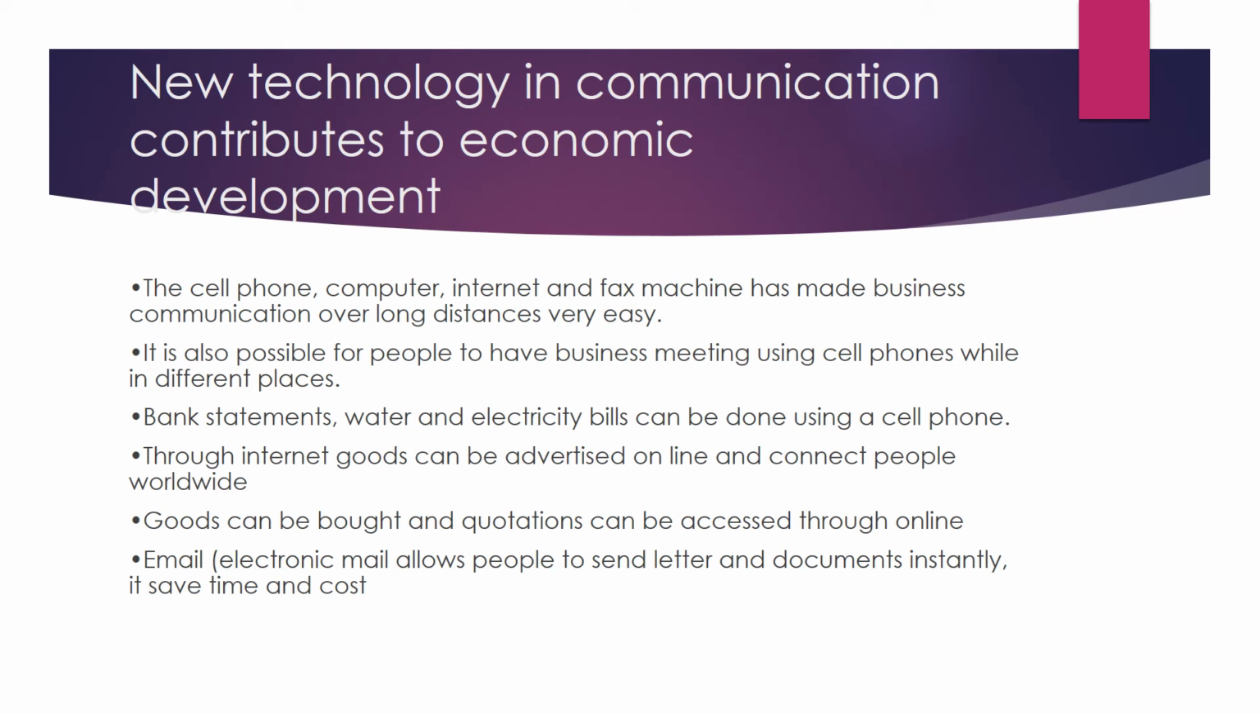Then through the internet, goods can be advertised online and connect people worldwide. Through the internet, we normally see adverts of goods, and we can place our orders from another country abroad. So this means that communication is made over a long distance. In the modern world we are living in, people are ordering things from China, and this is happening through cell phones. Goods can be bought and quotations can be accessed online as well. You don't need to personally take a taxi or walk to the store, but you can do these activities through your cell phone, your laptop, or your tablet, however you wish to do your quotations. Emails, or electronic mails, allow people to send letters and documents instantly, and it saves time.